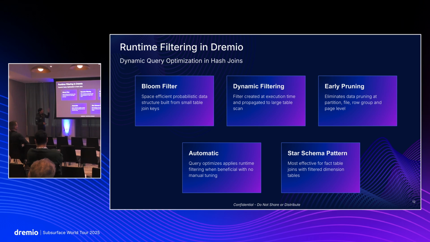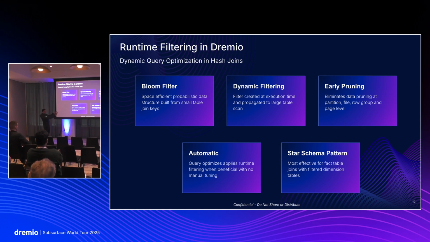And then there is early pruning. That is because it eliminates data at the partition level, and the same thing at the file level, row group level, and at the page level. So it reads really only the partitions that are needed, and under that, what are the row groups, and under row groups, what are the pages. And this is automatic. You don't have to do anything for this.